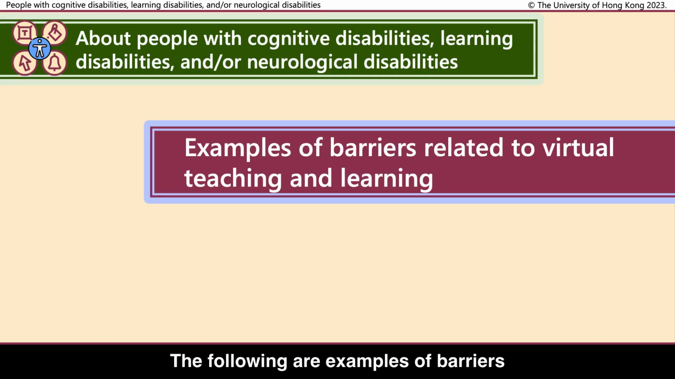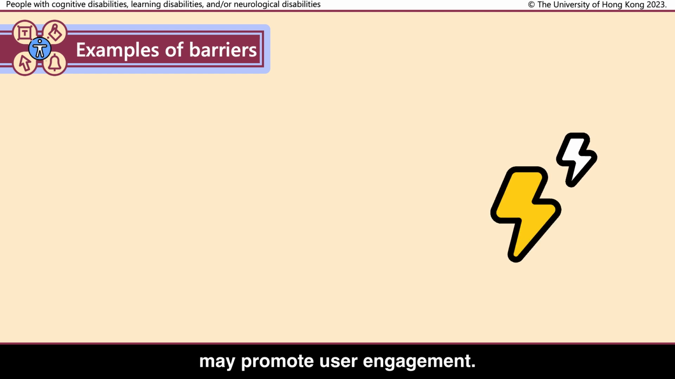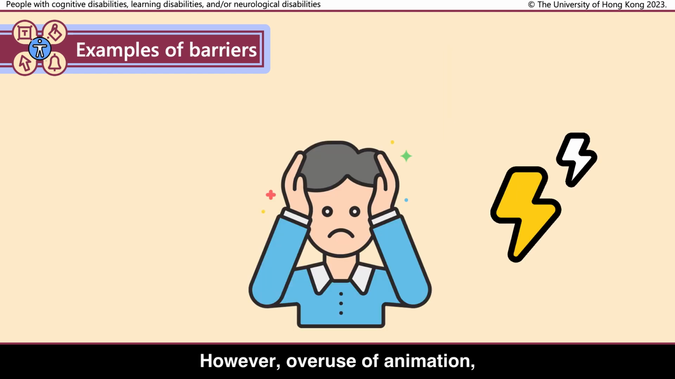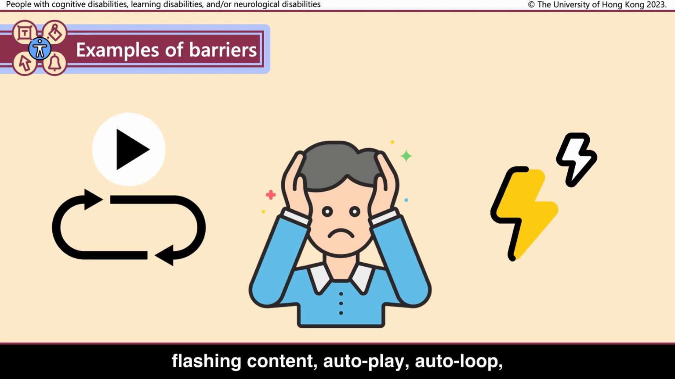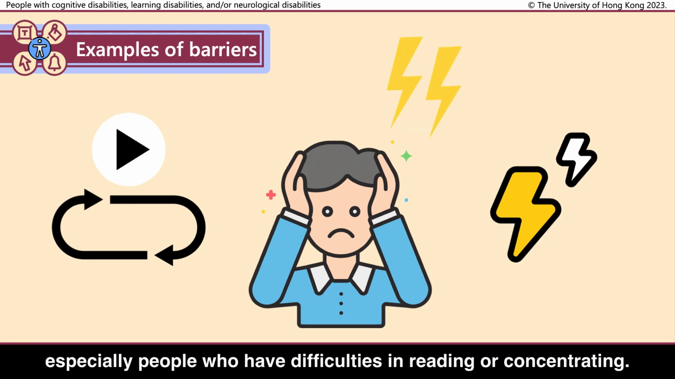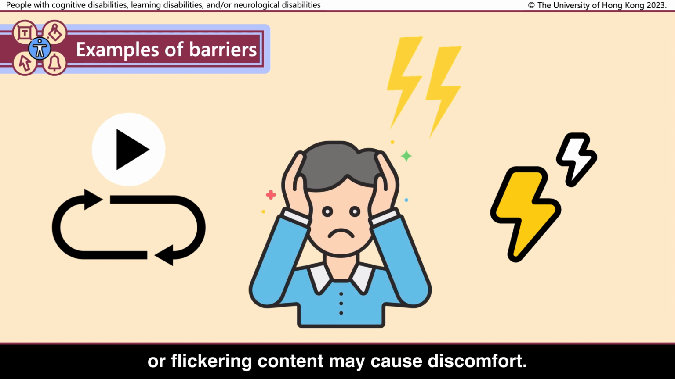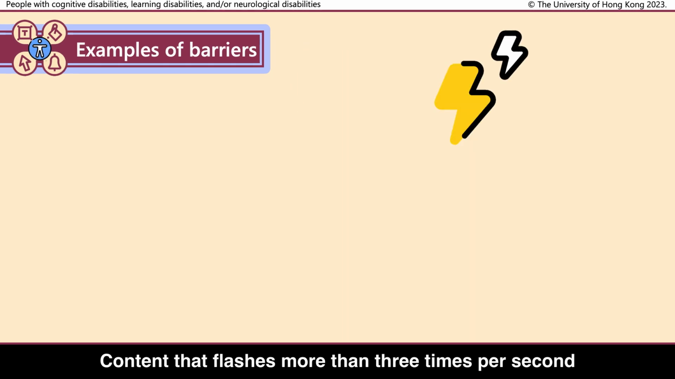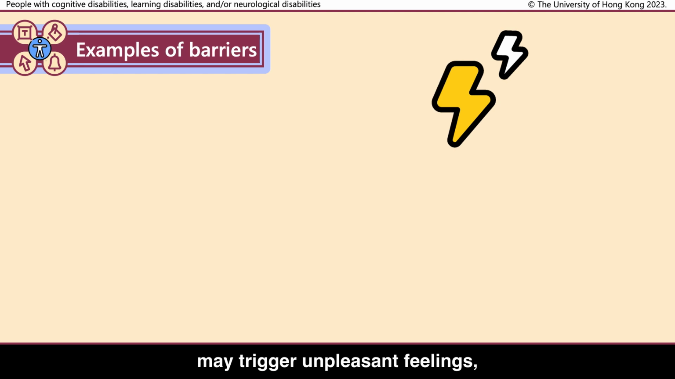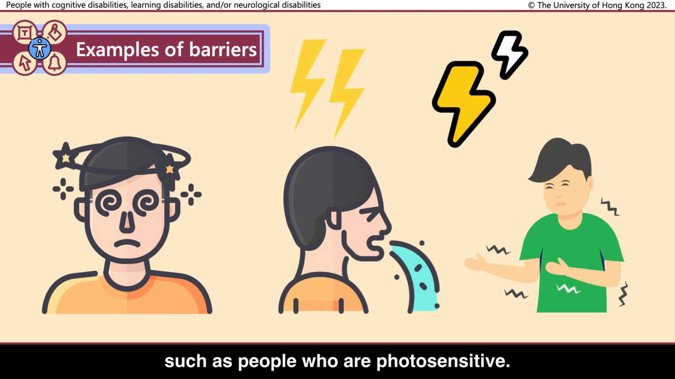The following are examples of barriers related to virtual teaching and learning. Creative use of animation or flashing content in video may promote user engagement. However, overuse of animation, flashing content, autoplay, autoloop, or background audio that cannot be turned off may cause distraction from the main content, especially for people who have difficulties in reading or concentrating. Moreover, animations, flashing objects, moving, blinking, or flickering content may cause discomfort. Content that flashes more than 3 times per second may trigger unpleasant feelings, dizziness, nausea, or seizures in some people, such as people who are photosensitive.